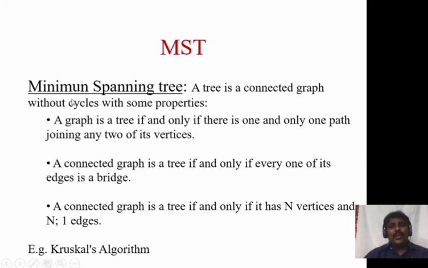So here I have mentioned the minimum spanning tree. A tree is a connected graph without cycles, with some properties. A graph is a tree if and only if there is one path joining any two of its vertices. A connected graph is a tree if and only if every one of its edges is a bridge. Next, a connected graph is a tree if and only if it has n vertices and n minus one edges. These are some of the properties of a tree.